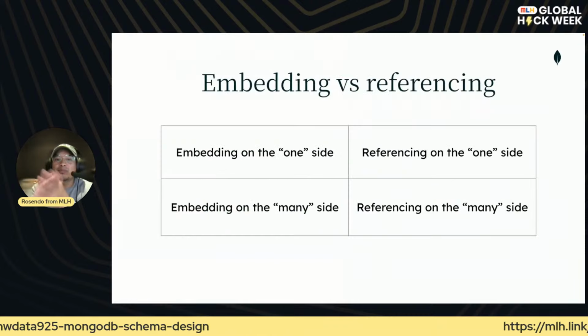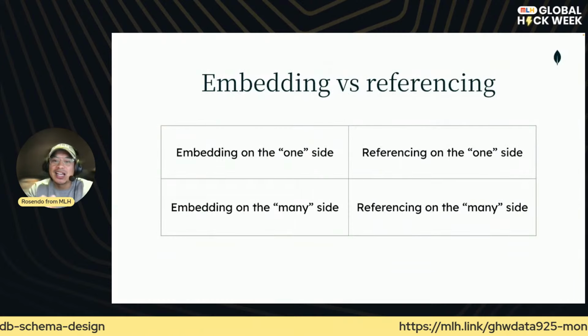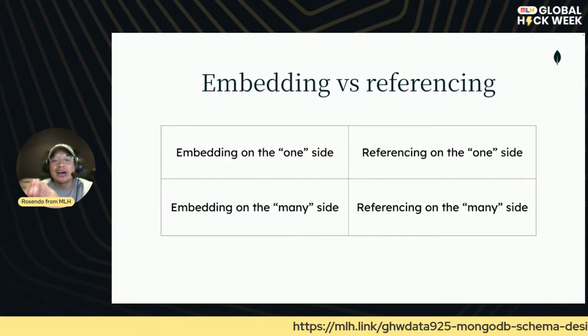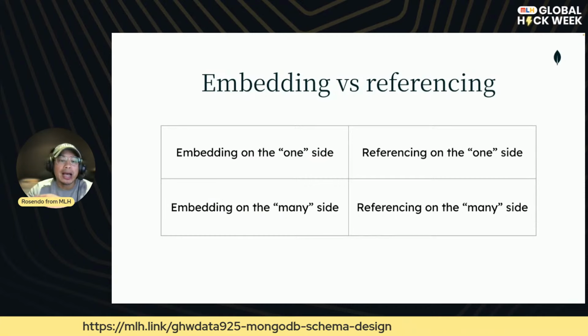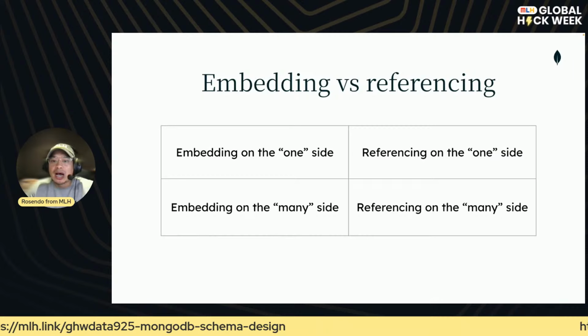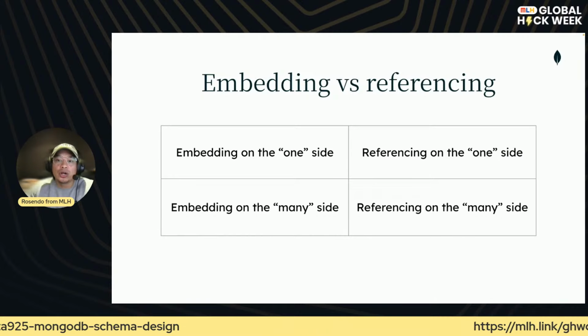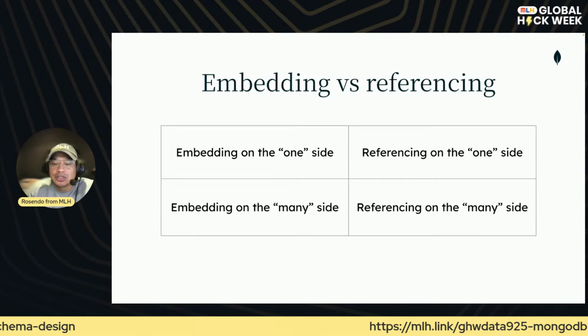All right. So let's jump into embedding versus referencing. This is the choice between how you're actually going to format your data and how you're going to add to your data as your application grows. It really depends on the relationships that you want your data to have within your collections and within your documents.